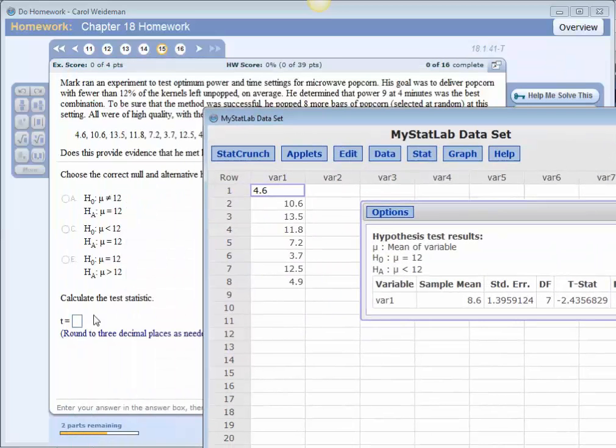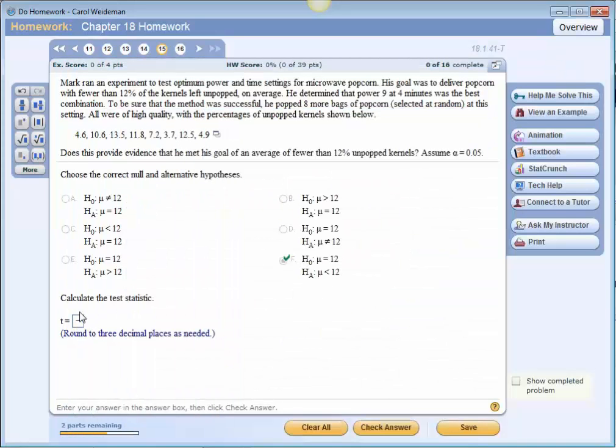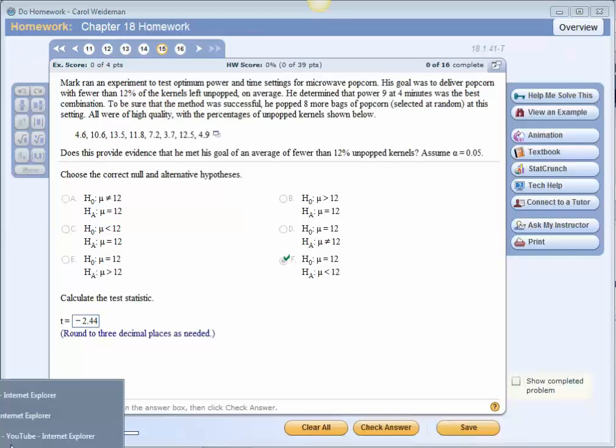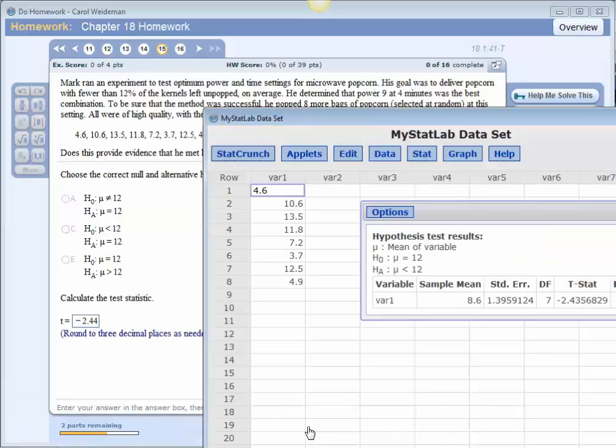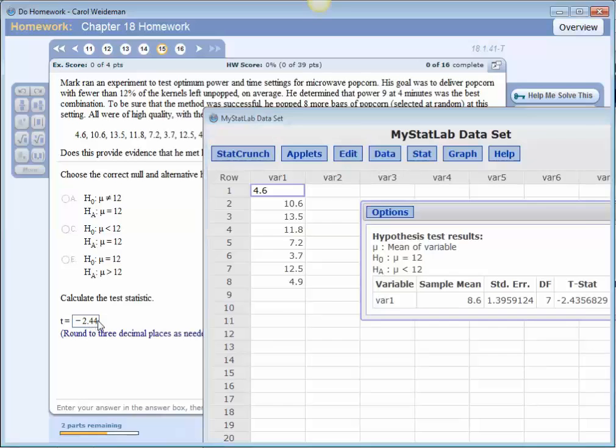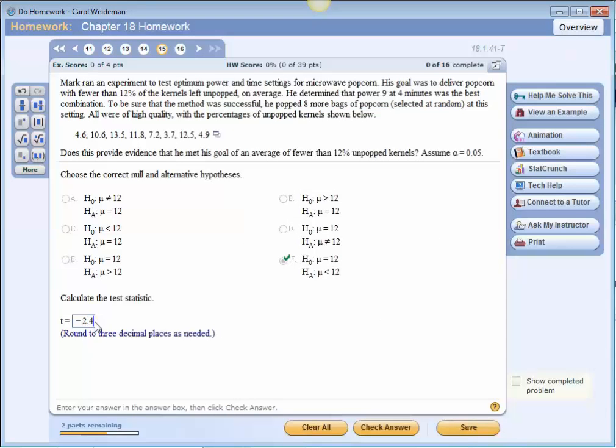And I can go ahead and add that in here. Negative 2.44. Let me check my window again. Yeah, rounded off, 2.44. Oh, 3 decimal places. Negative 2.436. Let's adjust that then.